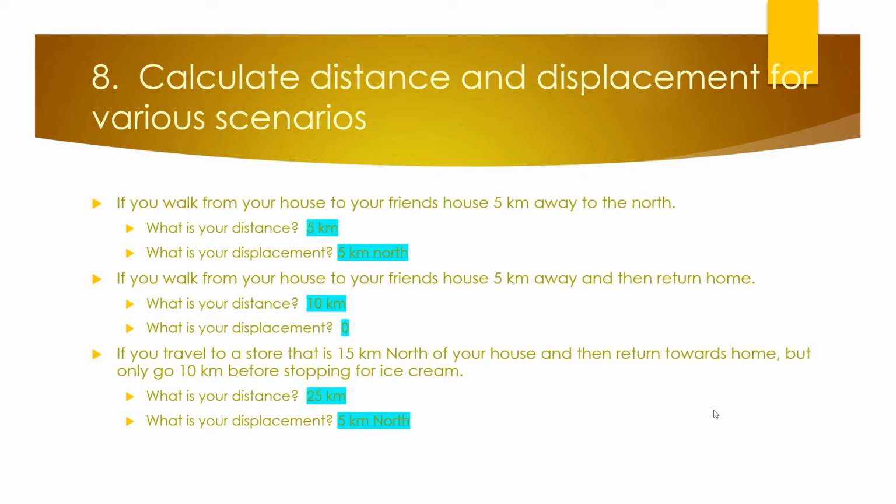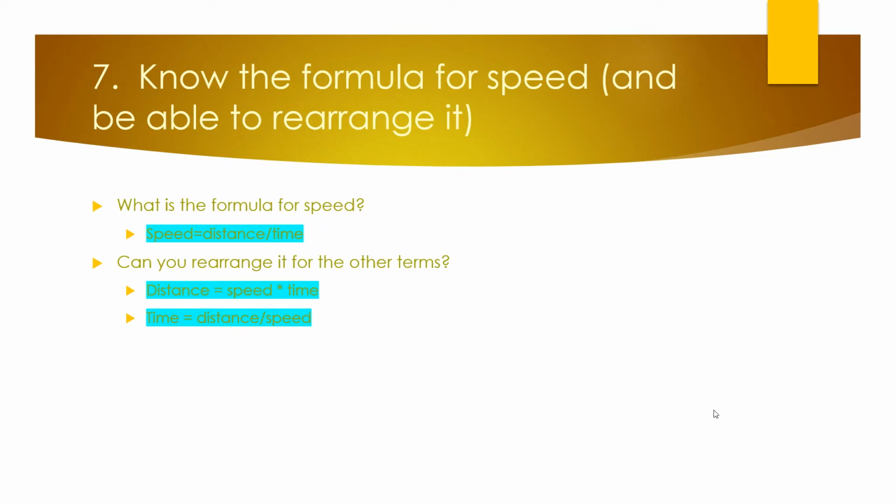Third example, if you travel to a store that is 15 kilometers north of your house and then return towards home, but only go 10 kilometers before stopping for ice cream, what is your distance? It is 25 kilometers. You get that from 15 plus 10. What is your displacement? It is 5 kilometers north because you went north 15, turned around and came back south 10, and so you're still 5 kilometers north away from your home.